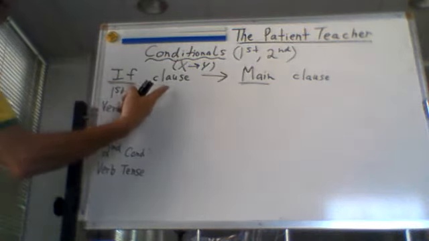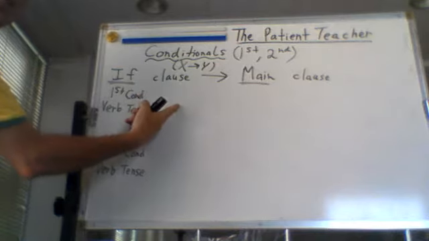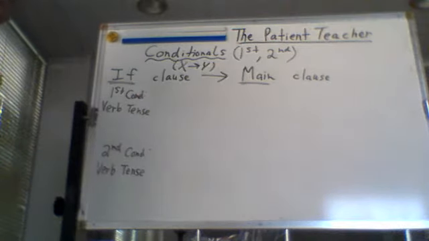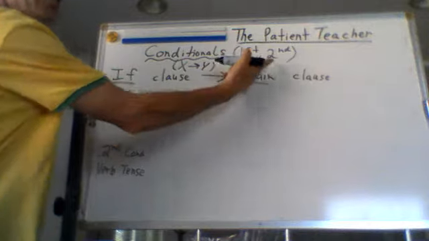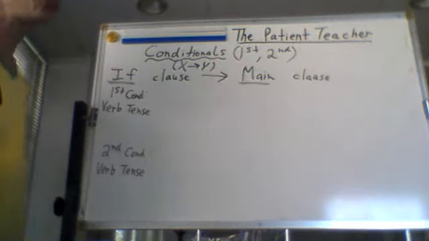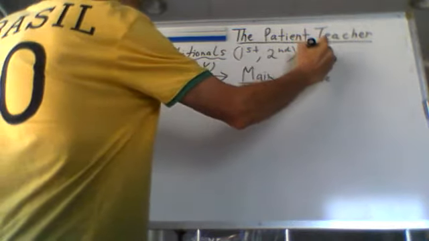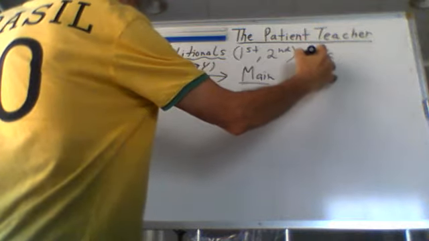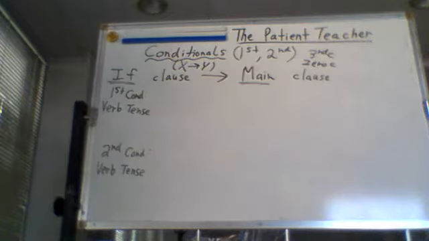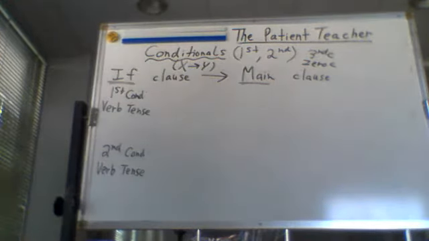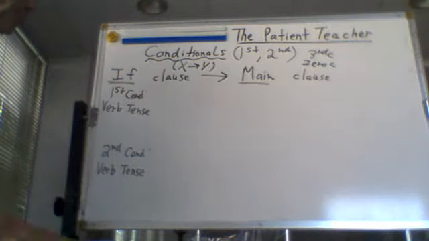So we have to know what verb tense we're going to use in the different clauses, okay? Now in this class we're just going to use first and second conditionals. We're not going to do third conditional or zero conditional, okay? Those are a little more difficult. I don't want them to be in this video, okay?